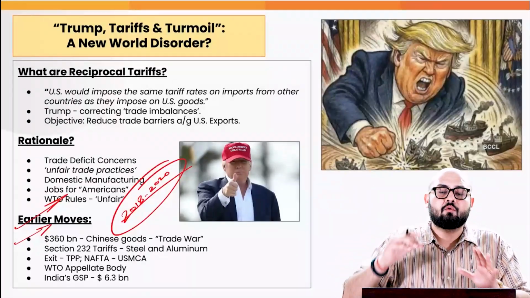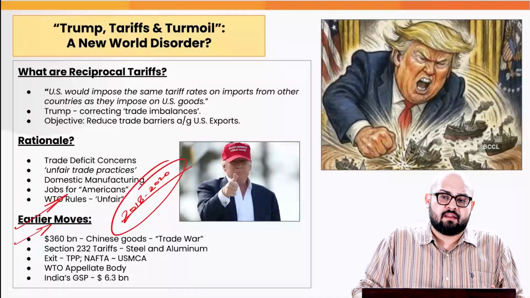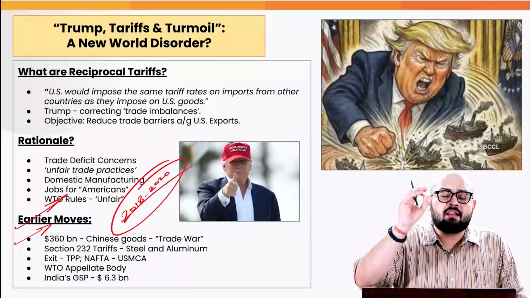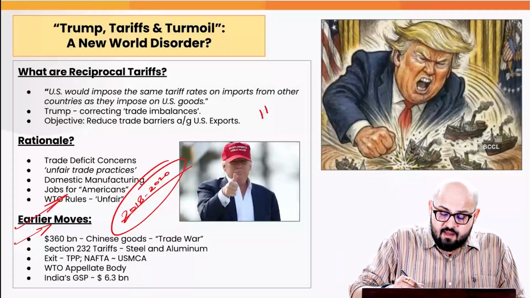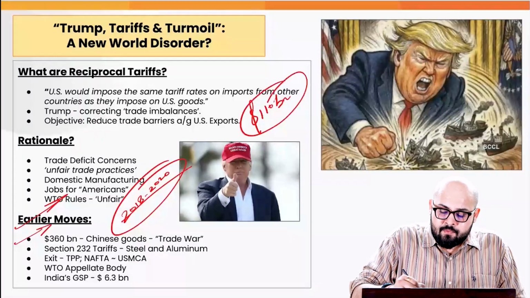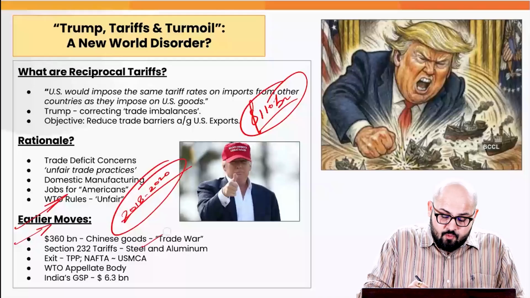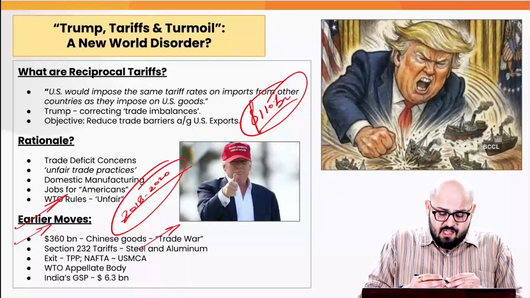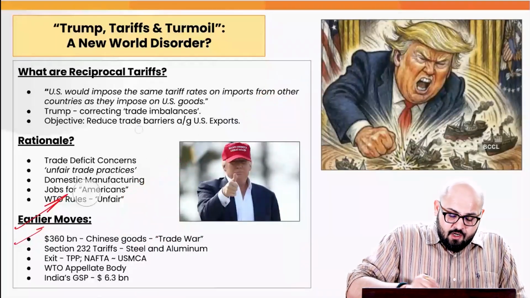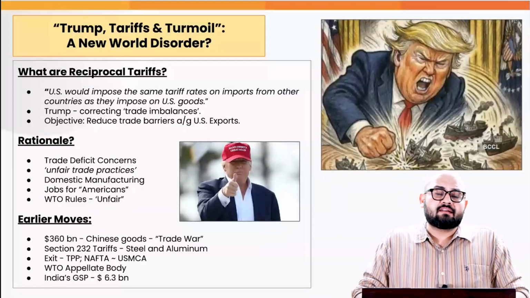In retaliation, China said that it was going to impose tariffs on goods worth 110 billion US dollars, the goods coming from the US to China, and ultimately it resulted in a trade war. The next aspect was that of Section 232 of the Trade Expansion Act.